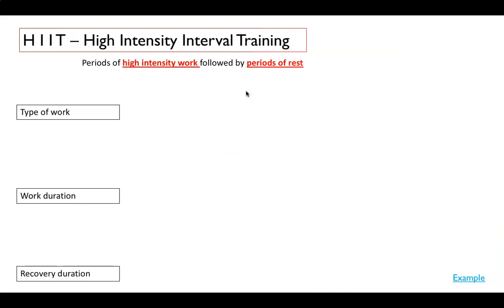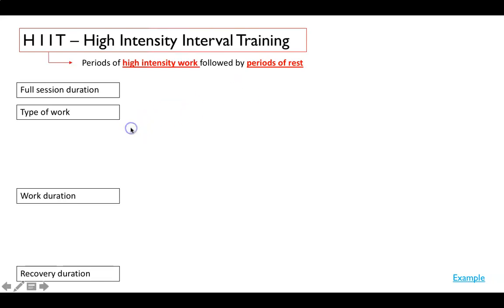Okay, next part is going to be HIIT. Okay, so high intensity interval training. High intensity interval training is periods of high intensity work followed by periods of rest. Okay, that's really important that you know the definition of this. Periods of high intensity work followed by periods of rest.